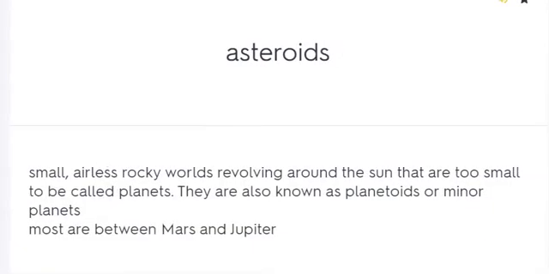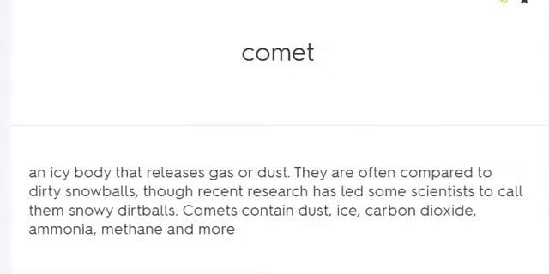Asteroids. Small, airless rocky worlds revolving around the sun that are too small to be called planets. They are also known as planetoids or minor planets. Most are between Mars and Jupiter. Comet, an icy body that releases gas or dust. They are often compared to dirty snowballs, though recent research has led some scientists to call them snowy dirt balls. Comets contain dust, ice, carbon dioxide, ammonia, methane, and more.